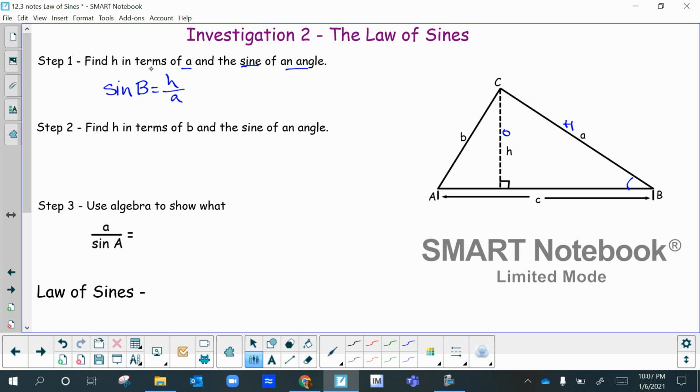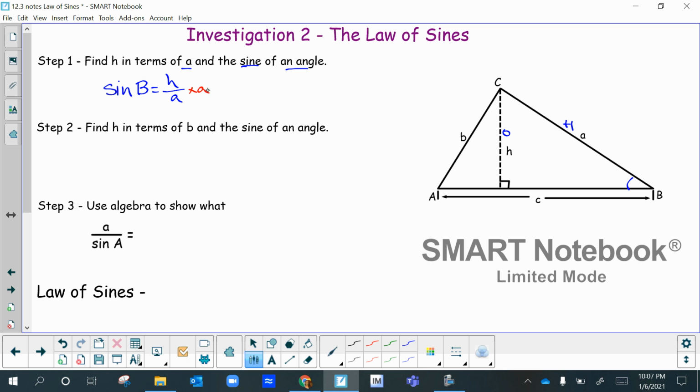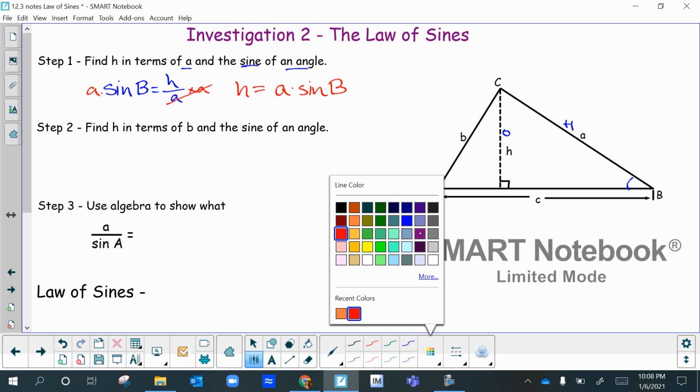Now it says to solve for H in terms of A. Well, to get H by itself, I need to get rid of the A. So how do you get rid of A? You multiply both sides by A to cancel it here and over here. So H is equal to A times sine of B. Okay, let's go to step 2. So now it says find H in terms of B.